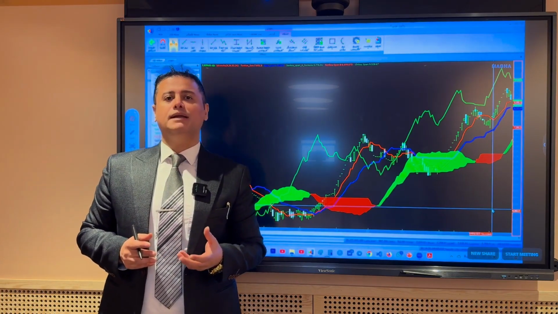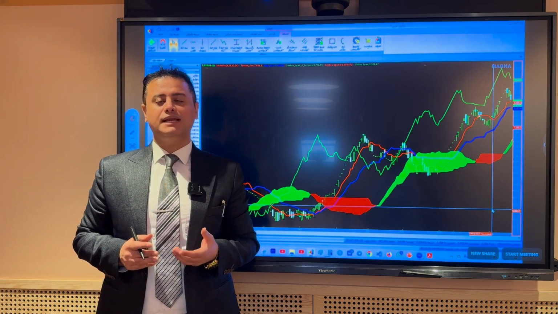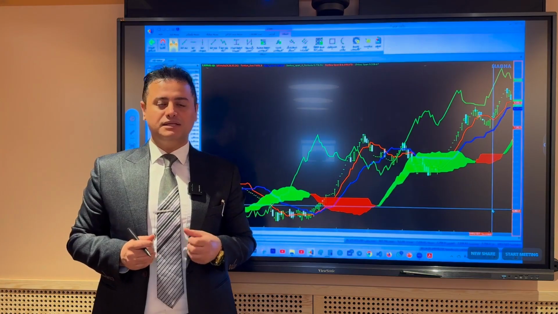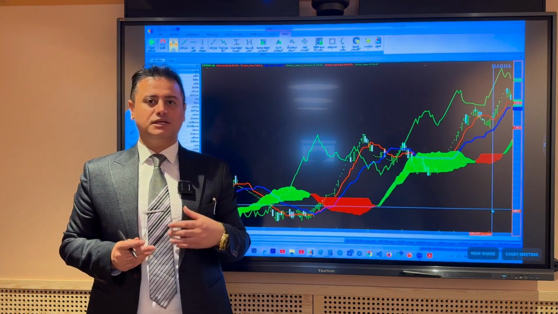Ichimoku Kinko-hyo translates to one-look equilibrium chart, and the concept of this phrase is that analysts can identify trends by looking at the chart and seek buy and sell signals.